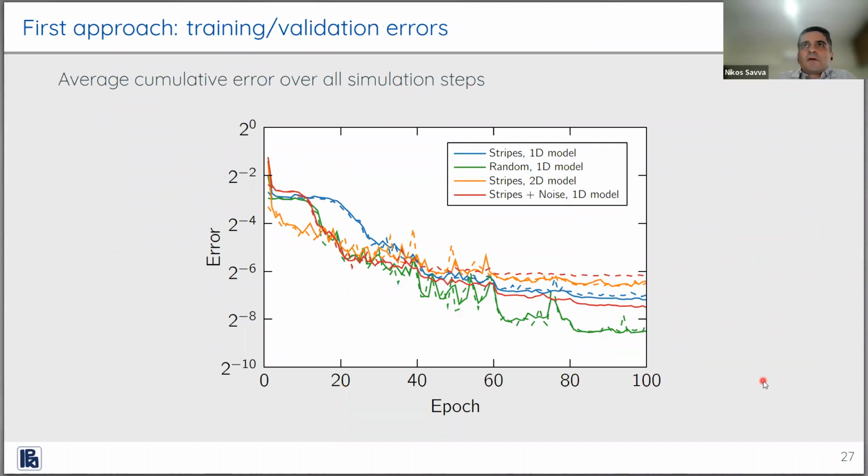So this is the average cumulative error over all simulation steps. This is done with constant learning rate. We did different things. We looked at stripes and random features. And also we looked at a 2-dimensional model, which means that instead of looking at 1-dimensional curves, we looked at 2-dimensional images, if you want to call them that, where we had zeros outside the drop and ones inside the drop. We tried to see how well this performed. And also we looked at the superposition of stripes and noise, using the 1-dimensional model that we had.